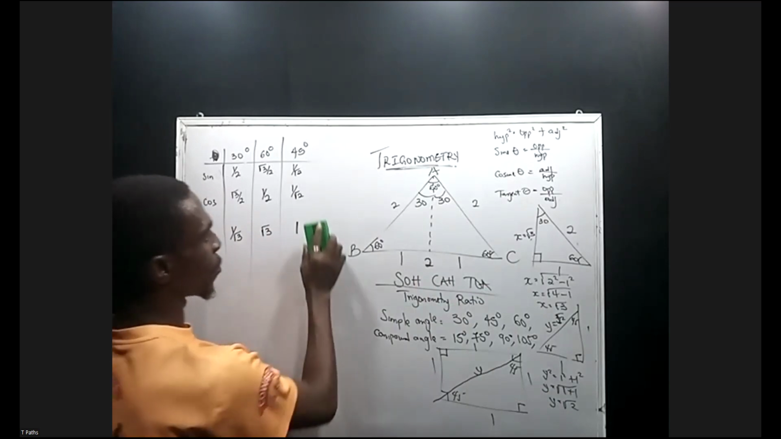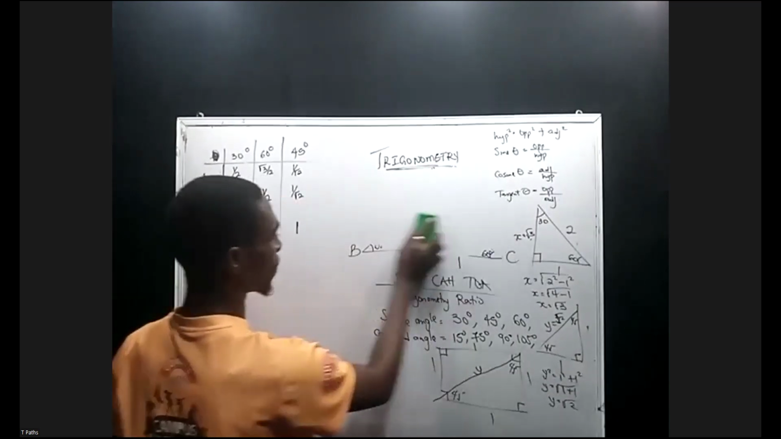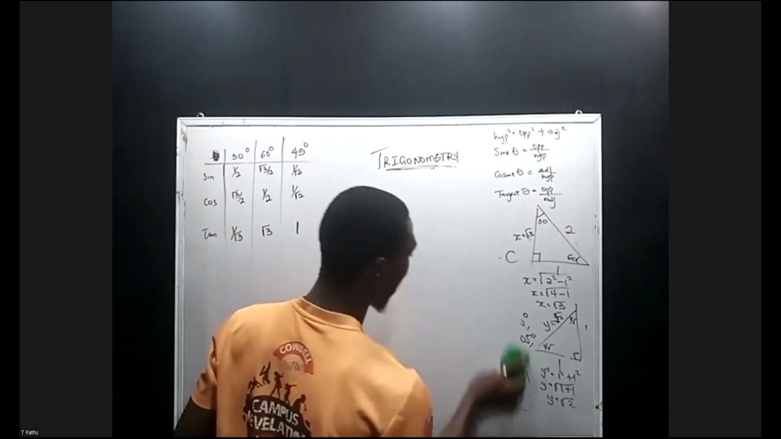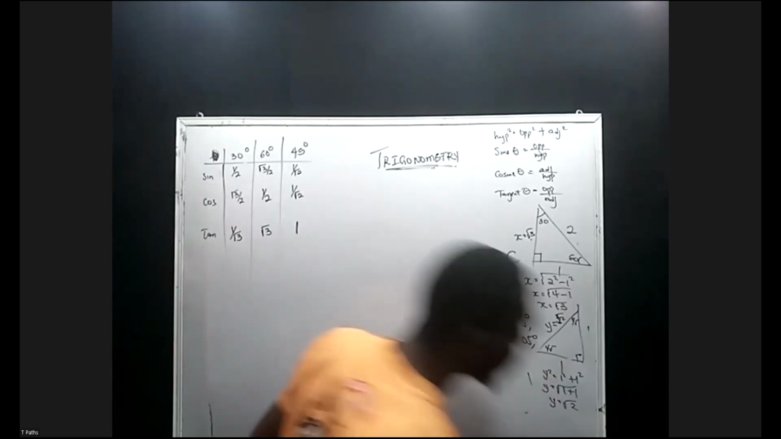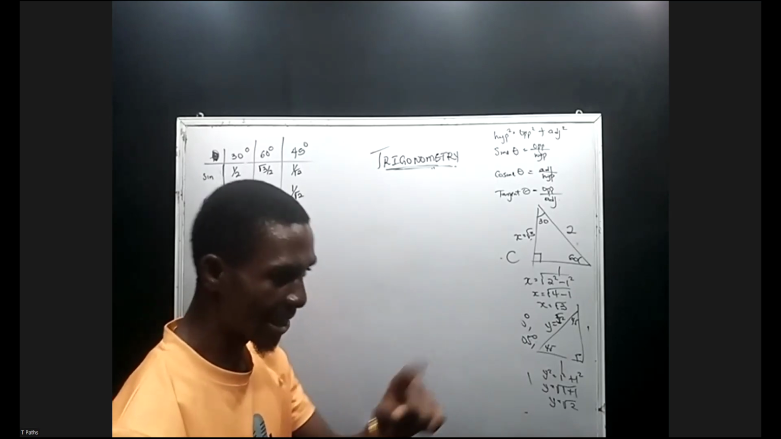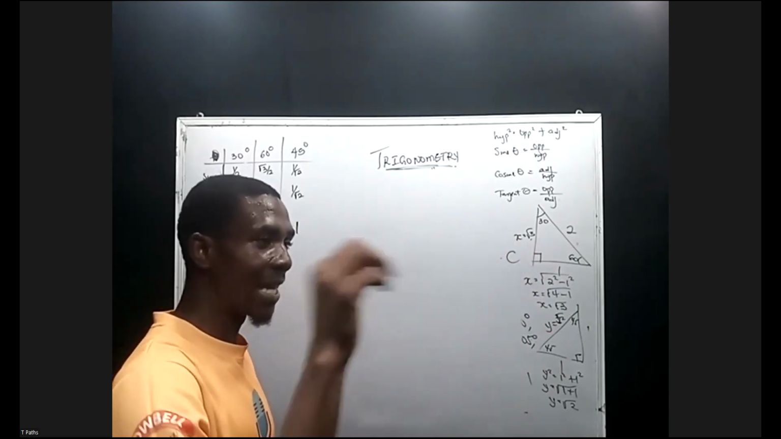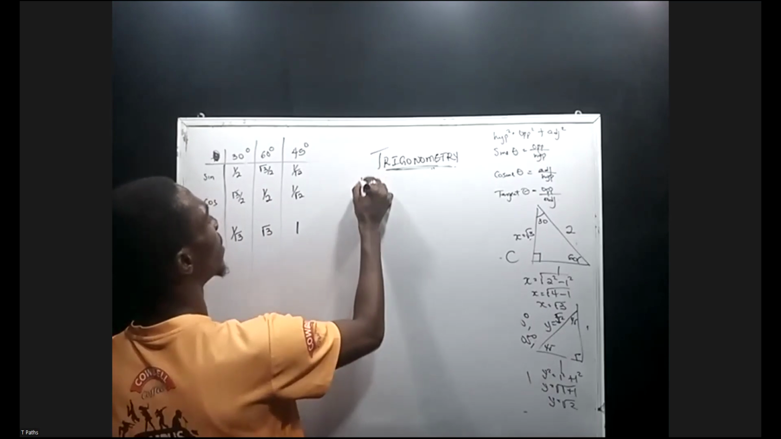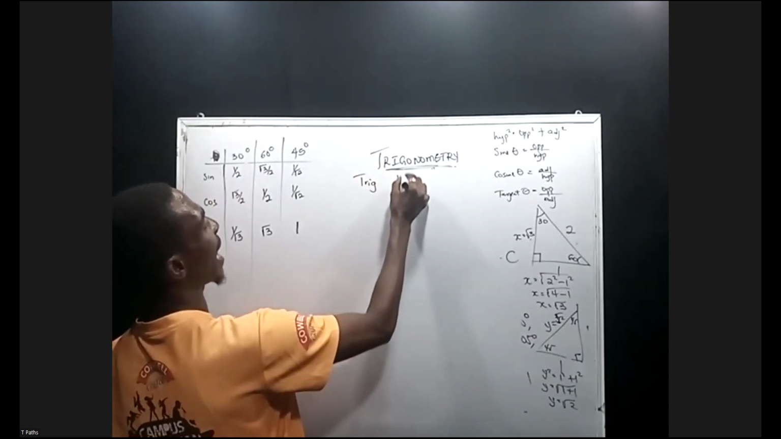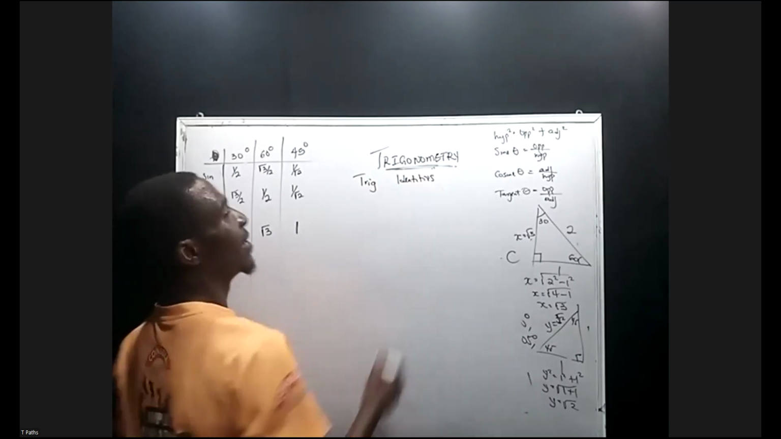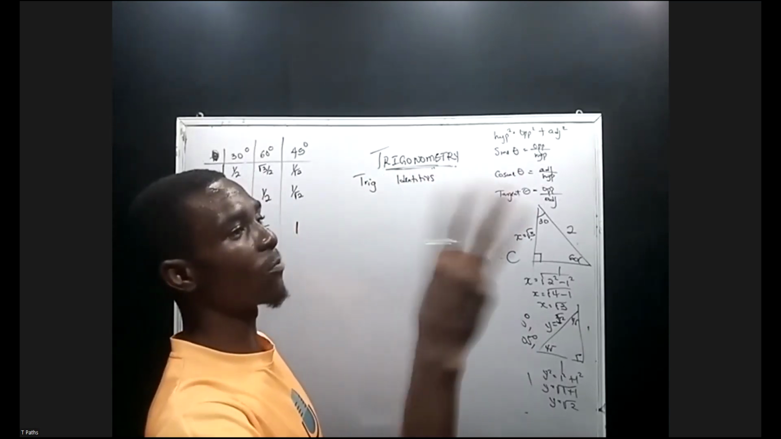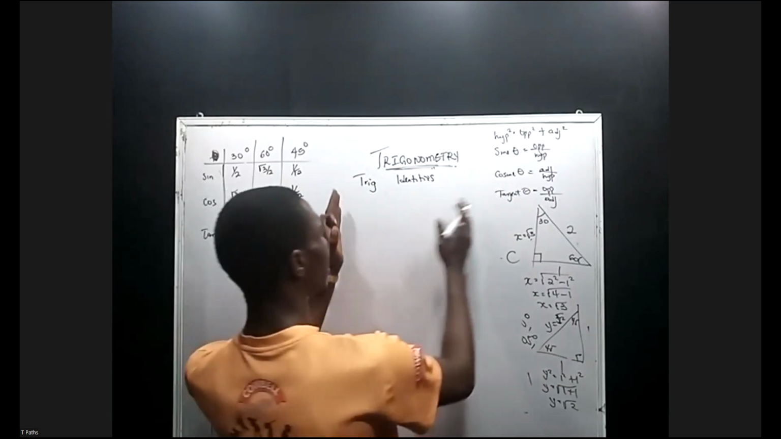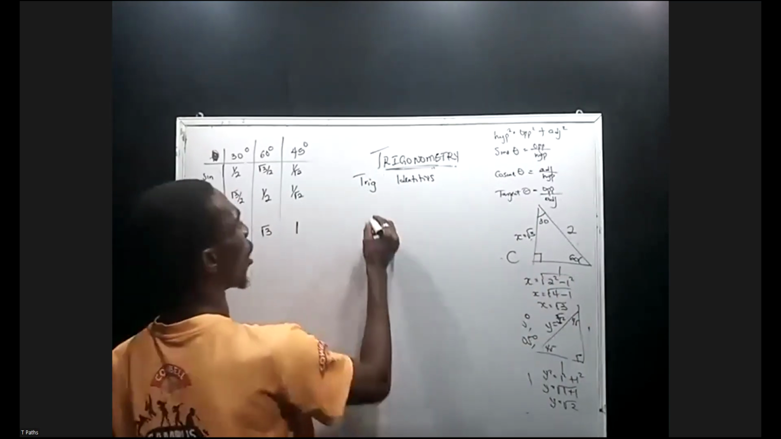So here comes the compound angle. In the case of compound angles, there is something you need to be aware of: trig identities. If you don't know the trig identities, it is advisable you learn them. There are three basic trig identities that you need to be aware of. I will show you the derivation of those three, so you can know that they are not new.